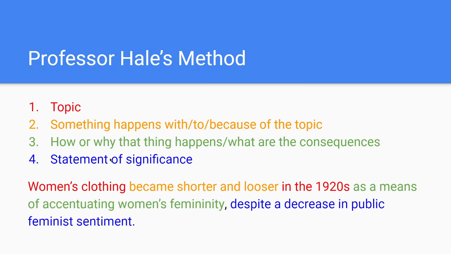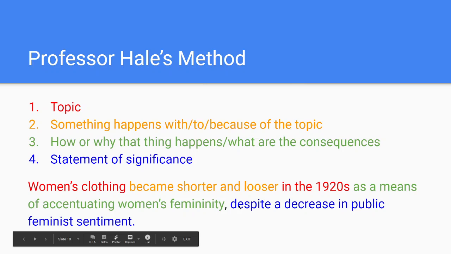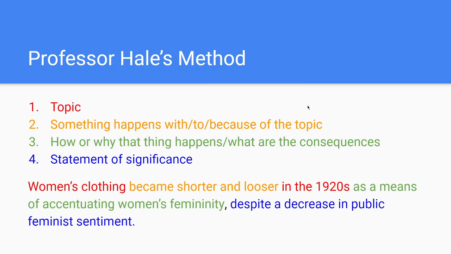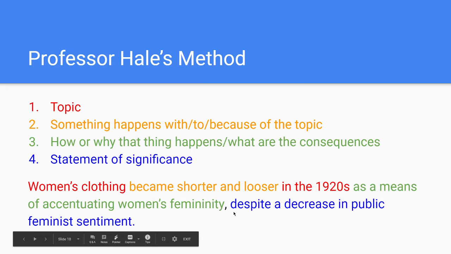So let me give you an example here. We have: women's clothing became shorter and looser in the 1920s as a means of accentuating women's femininity despite a decrease in public feminist sentiment. Let's break this down. So my topic is women's clothing in the 1920s. And then, something is happening. We need to have an action here. So women's clothing became shorter and looser. And then what are the consequences of that? What's the result? So women's clothing became shorter and looser as a means of accentuating women's femininity.